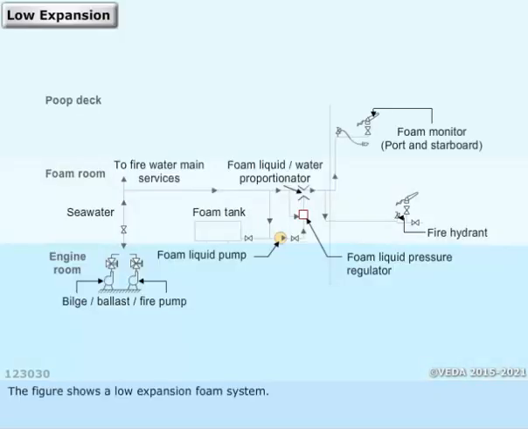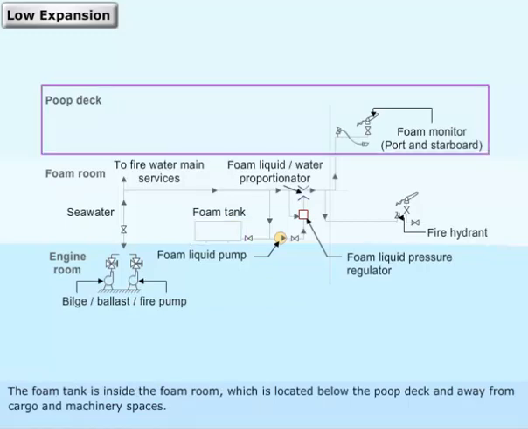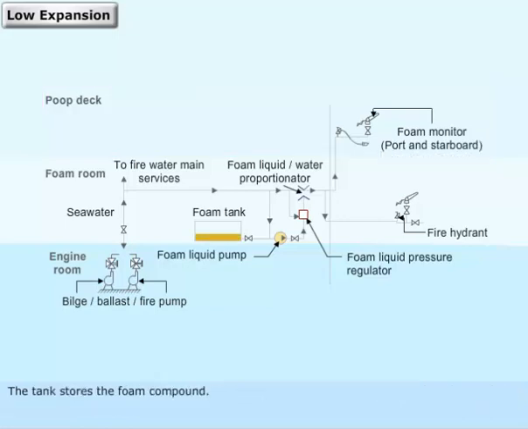The figure shows a low-expansion foam system. The foam tank is inside the foam room, which is located below the poop deck and away from cargo and machinery spaces. The tank stores the foam compound.